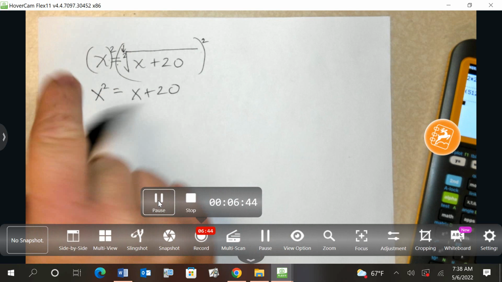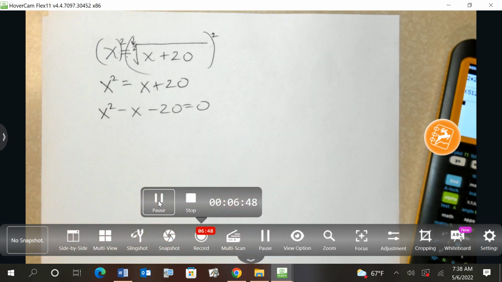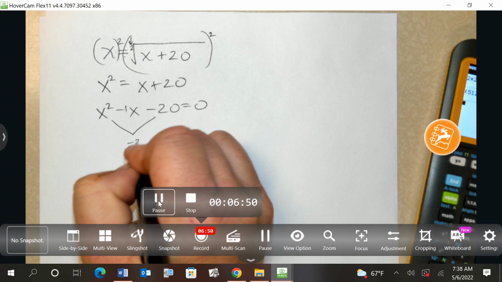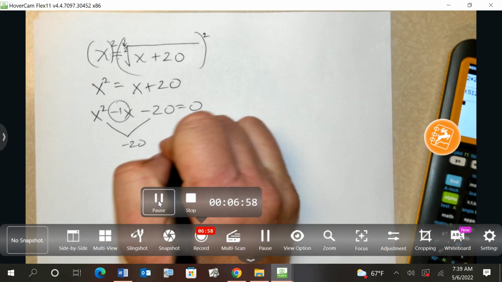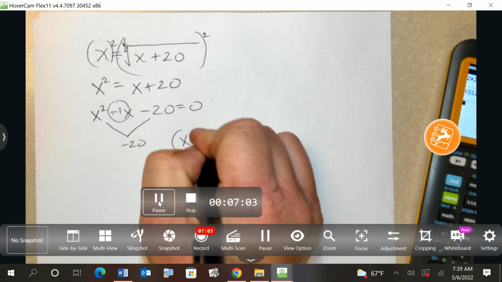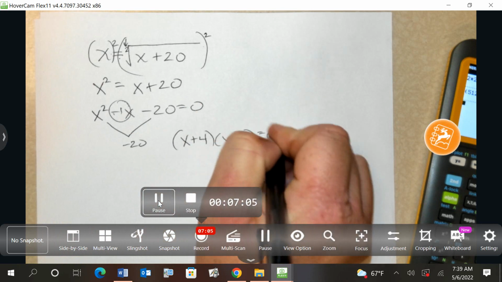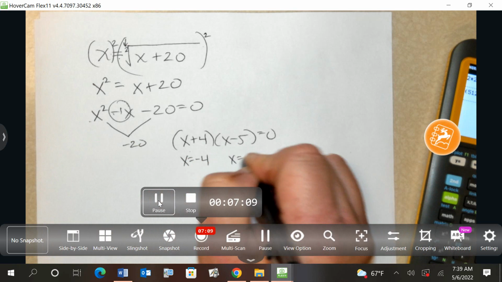And I'm going to move everything to the same side as the x squared. So I'm going to move the x over and the 20 over. And now what multiplies equal negative 20 and combines to give us a negative 1? 1 and 20, 2 and 10, 4 and 5. This will be the sign of the larger number. And because the leading coefficient is a 1, I don't have to worry about it. So I'm trying to solve.